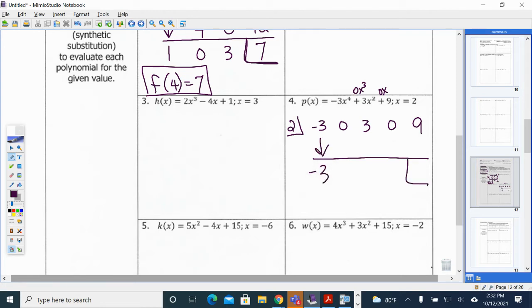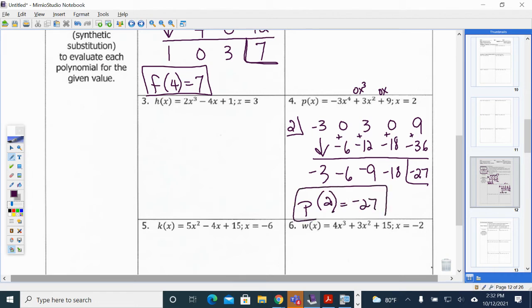And again, the remainder is what I'm looking for. Multiply, 2 times negative 3 is negative 6. 0 plus negative 6 is negative 6. 2 times negative 6 is negative 12. 3 plus negative 12 is negative 9. 2 times negative 9 is negative 18. 0 plus negative 18 is negative 18. 2 times negative 18 is negative 36. And 9 plus negative 36 is going to be negative 27. So the p function, where x is equal to 2, is negative 27.